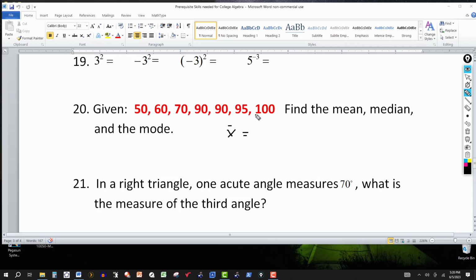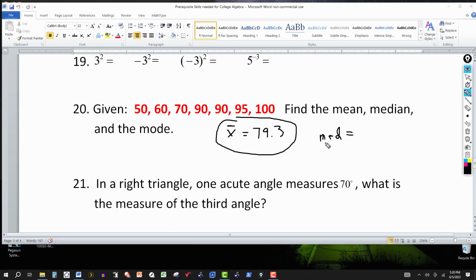You add those up, and then you divide by the total number: 1, 2, 3, 4, 5, 6, 7. So that comes out to 555. If you add those up and divide by 7, the average that you have would be 79, rounded to one decimal place. So the mean. They usually denote the mean by x bar.